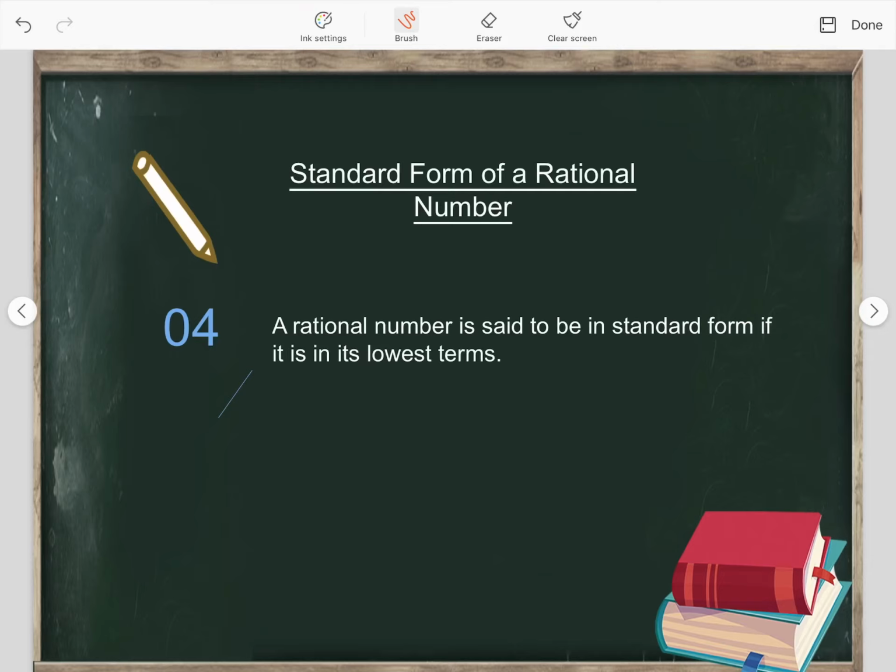Now what is a standard form? Standard form means, see, the definition is given here. A rational number is said to be in standard form if it is in its lowest terms. So we need to convert a rational number to its lowest term. Now how will you do that? Look, we'll take another question.